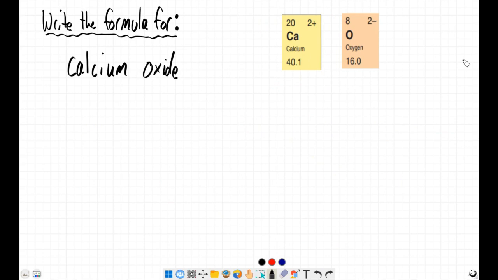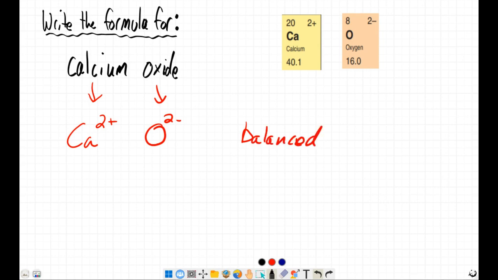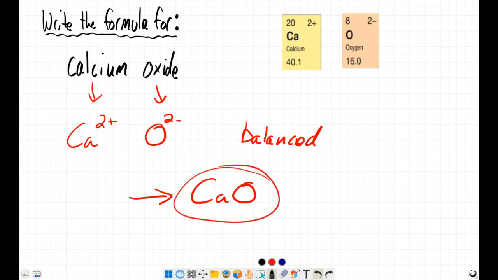Calcium oxide. From the periodic table entries, we know that calcium is Ca with a 2 plus charge, and oxide or oxygen is O with a 2 minus charge. These charges are already balanced. We don't need to add any extra calciums or oxygens, so our final answer will be CaO. We only needed 1 calcium and 1 oxygen for this.